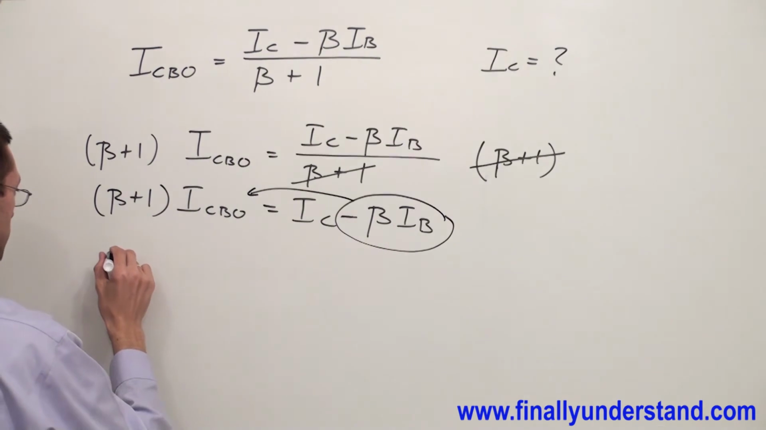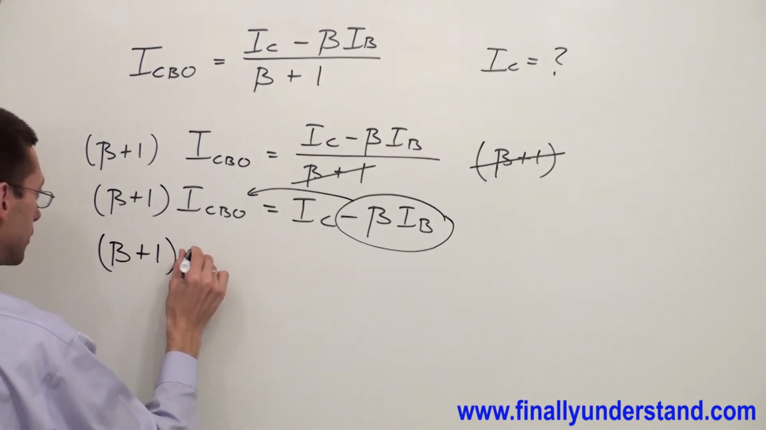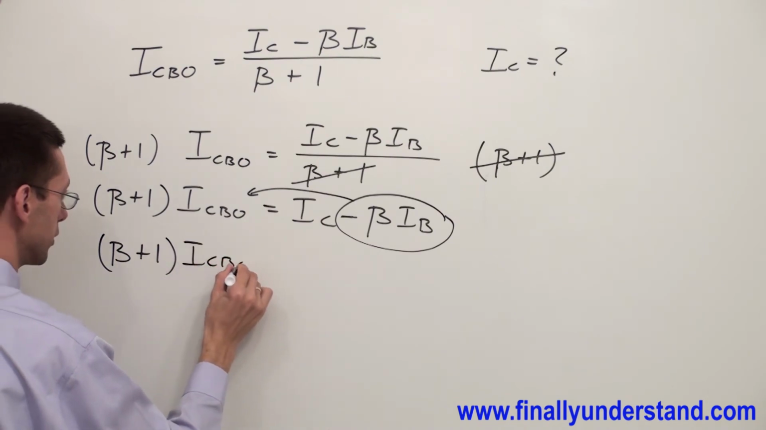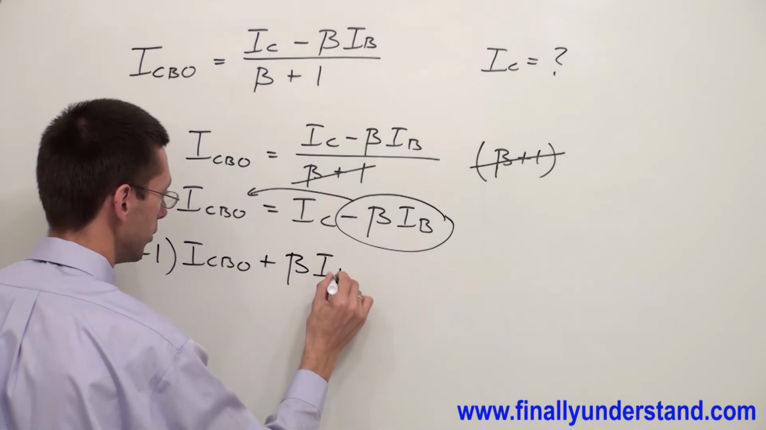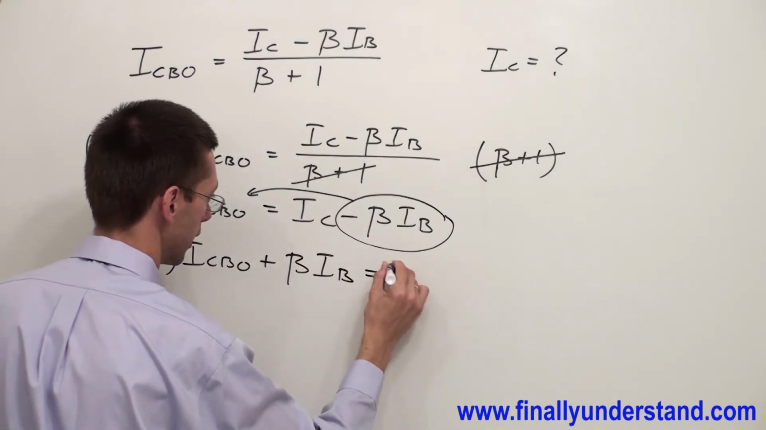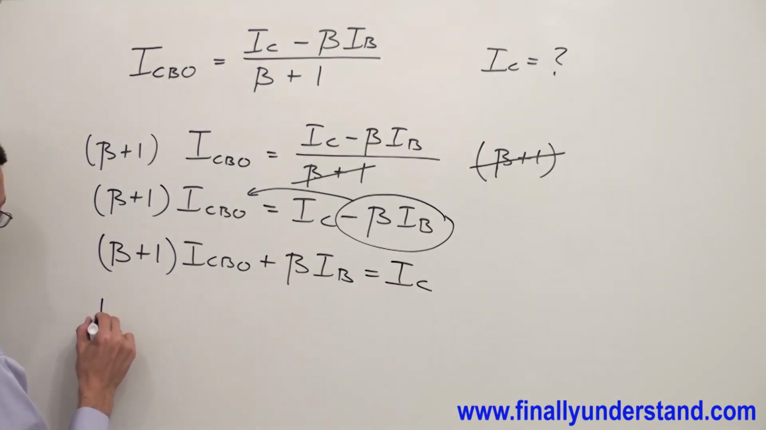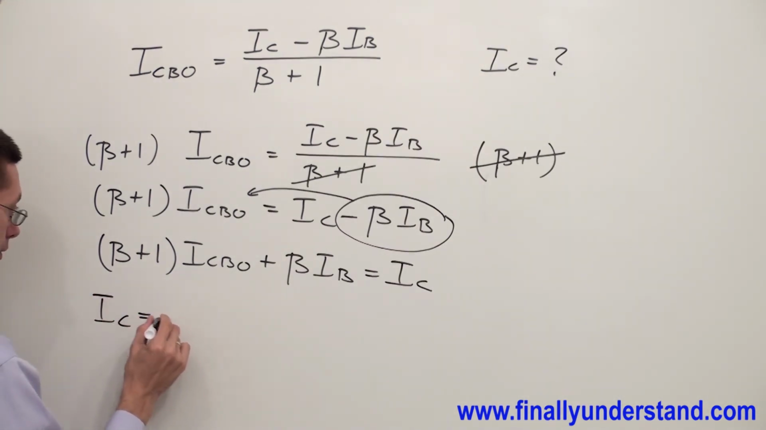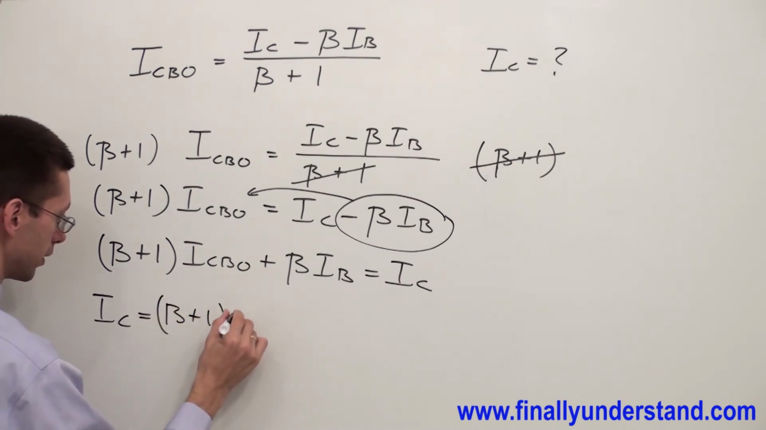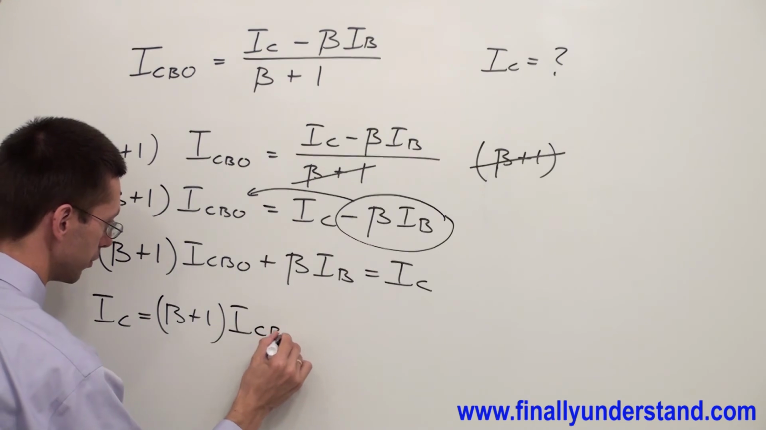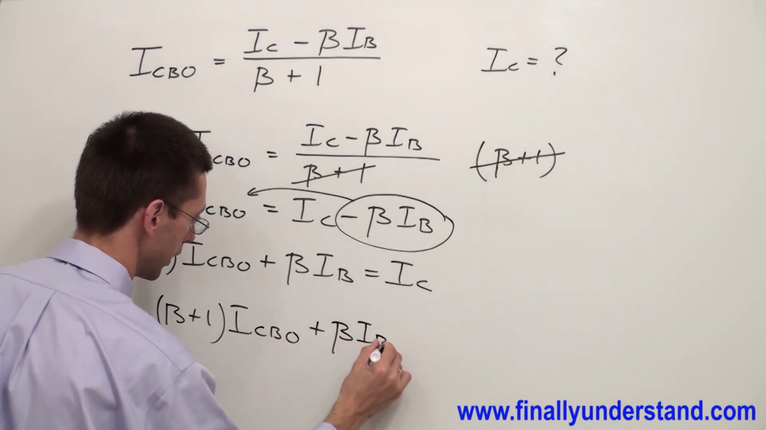That's why I'm going to have beta plus 1 times ICBO plus beta IB equals IC. So I can write the answer in this way. IC equals beta plus 1 times ICBO plus beta times IB.